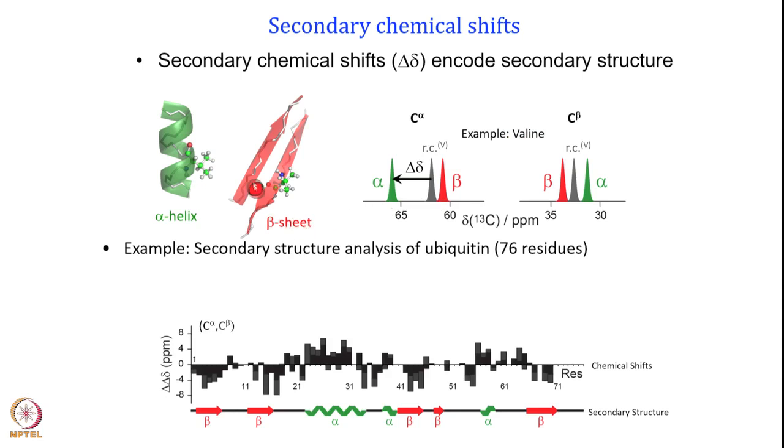Suppose we have a beta sheet: in a beta sheet, from the random coil, the C alpha will be upfield shifted, and in an alpha helix it will be downfield shifted, and C beta will be reversed. So, we can assign those, then subtract the random coil values from those, plot along the sequence, and we can find out the secondary structural information of the protein's polypeptide chain.